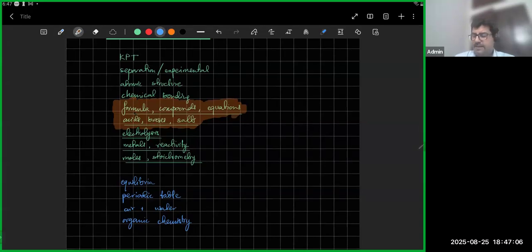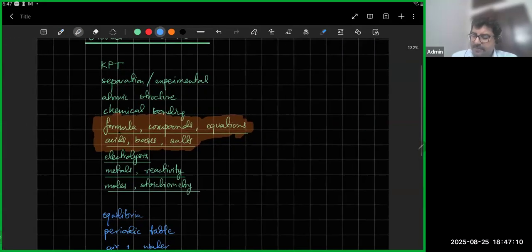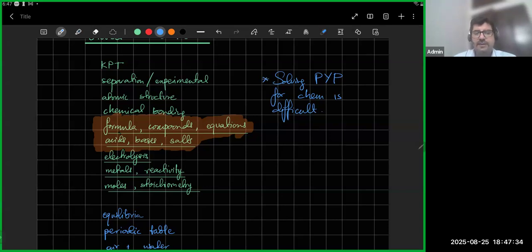Now, another reason that makes chemistry tough is past papers. Solving past papers specifically for chemistry is difficult. And there's a reason for that. So solving past year papers for chem is difficult. And it's not difficult per se, there's a reason for that.